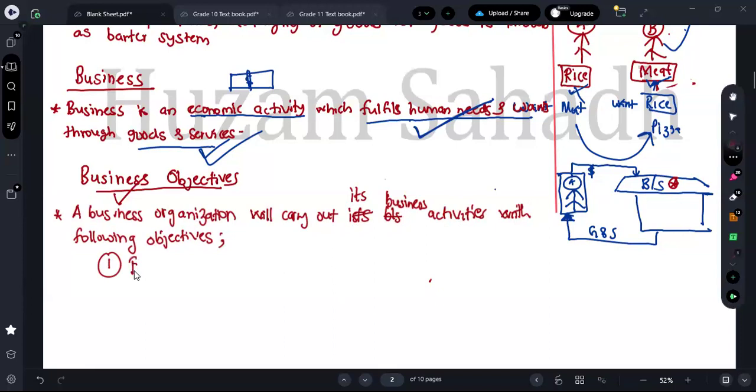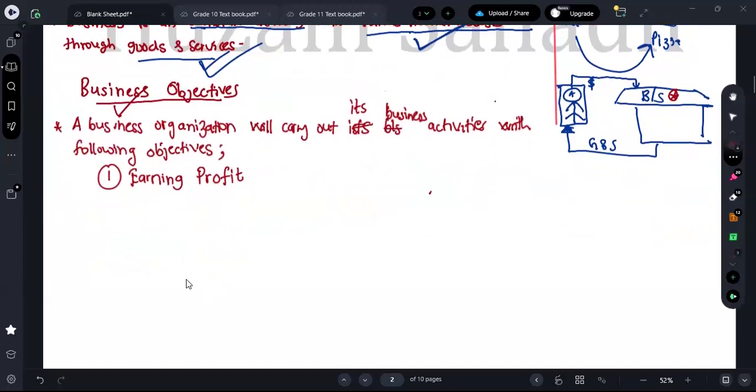Earning profit. Definitely, if anyone is doing a business, what will be their objective, guys? They will have an objective to earn profit. Okay, second one.